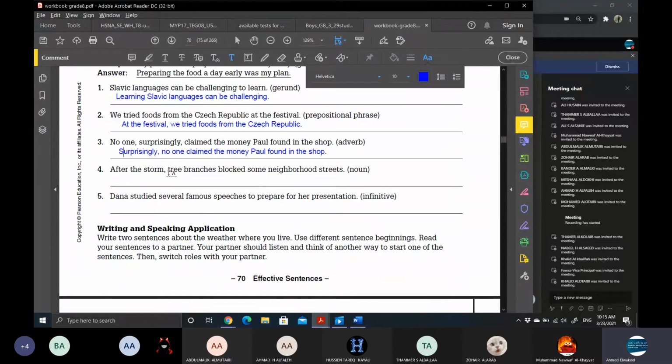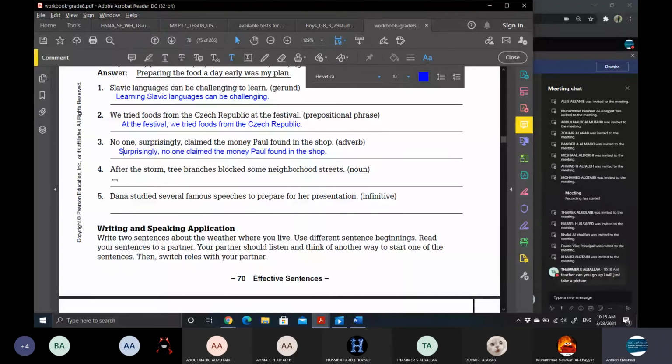After the storm, tree branches blocked some neighborhoods. That's a pretty easy one. And actually, it's the opposite of starting with the preposition.